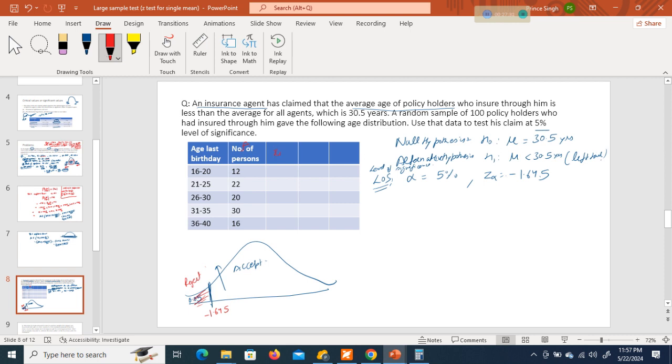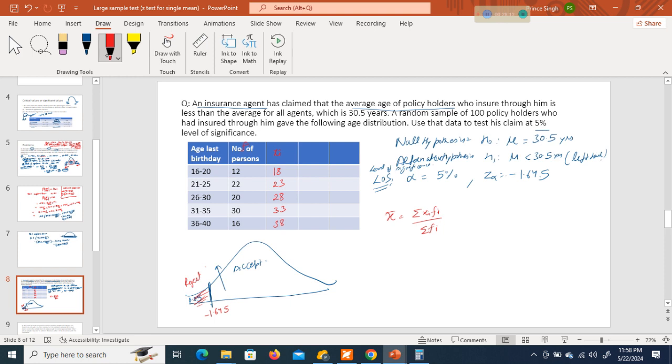Firstly we need to calculate xi. Xi is the midpoint, the sum of these two divided by 2. So 16 plus 20, 36 by 2 is 18. This is 23, this is 28, this is 33, and this is 38. Okay, so what is the formula of sample mean? Firstly we need to calculate the sample mean x bar. This is summation xi fi upon summation fi, because we need to refer to the frequency distribution.